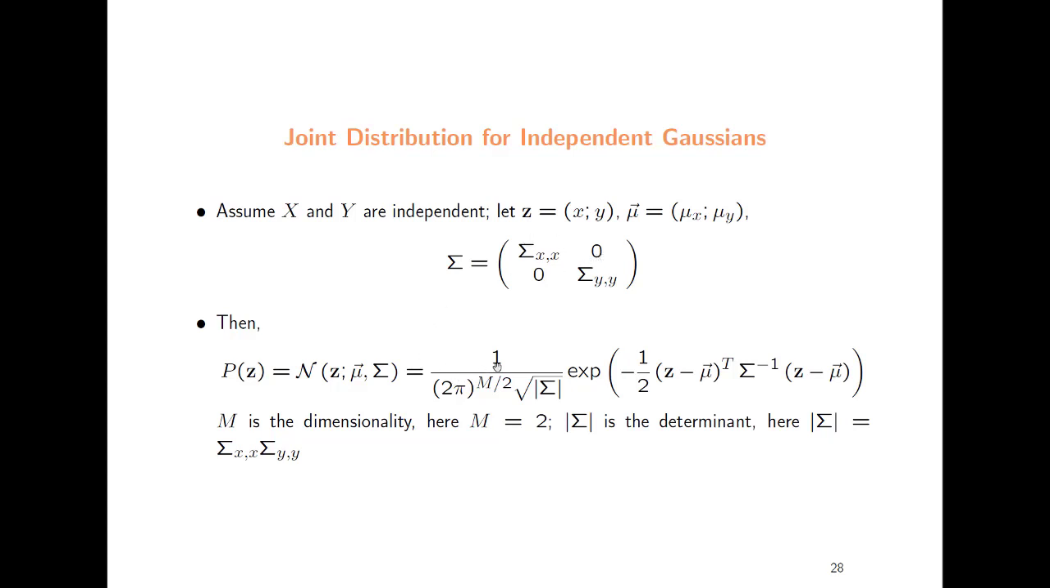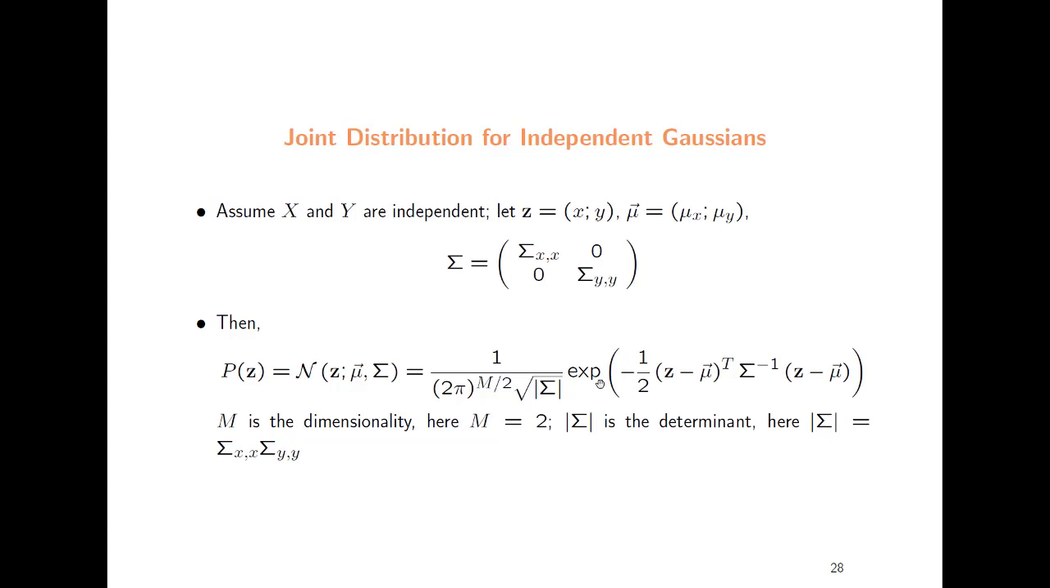Then this factor in front becomes 1 over 2 pi to the power of m divided by 2. So in this case we have m equals 2, so this would be just 2 pi. And then square root of this matrix here. And this sign means the determinant of the matrix, so in this case the product of these diagonal ones. So we don't have to deal too much with determinants and so on, you just have to understand that this is the determinant, which in the simple case is the product of the diagonals.